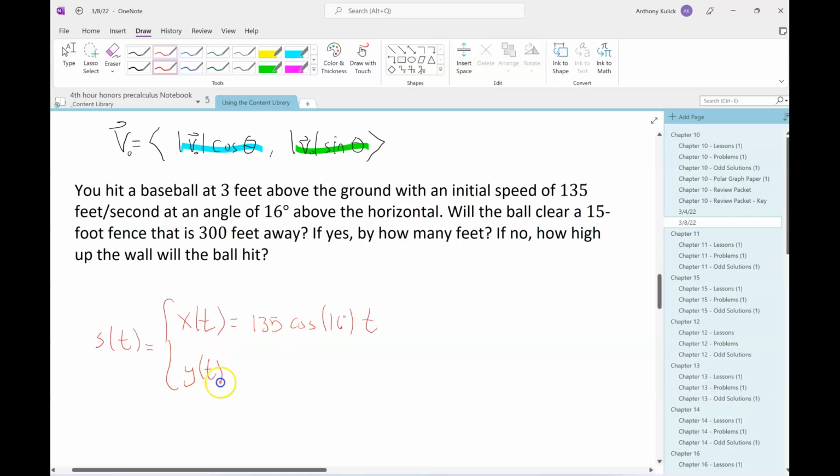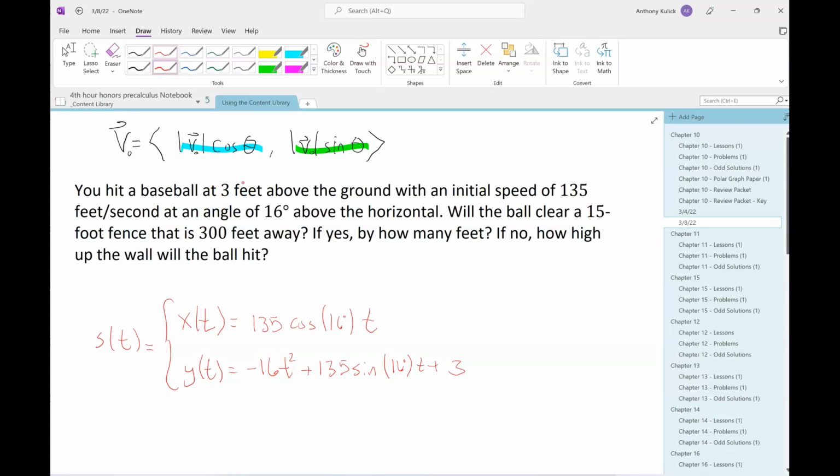And y of t, negative 16t squared, plus initial velocity, which was 135, sine theta, which was 16 degrees, plus the initial height, which was 3, right? Because the ball starts at 3 feet above the ground. That's the initial position of the ball. Everybody feel okay there?